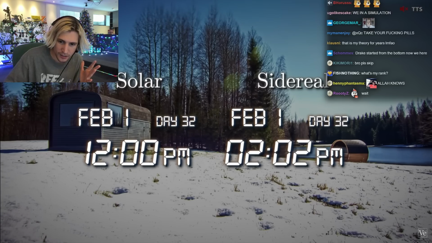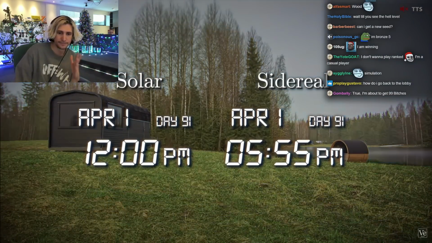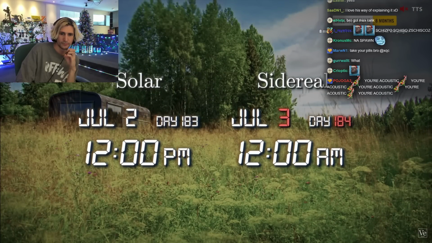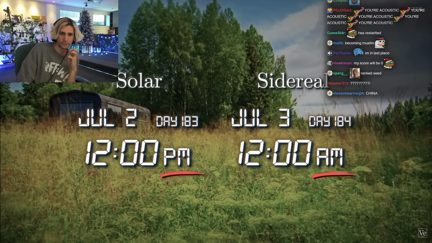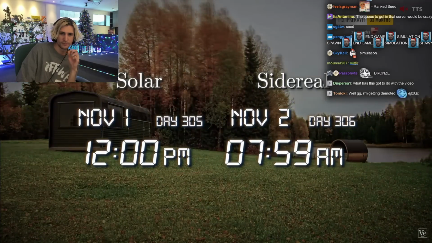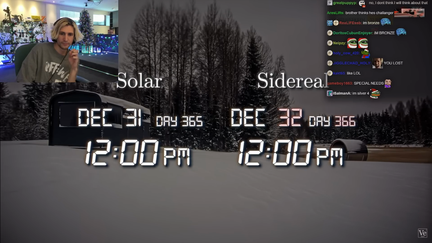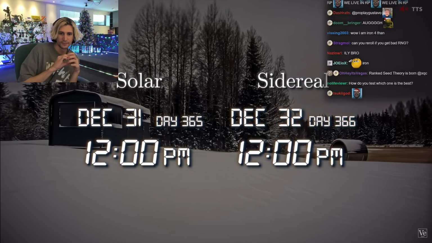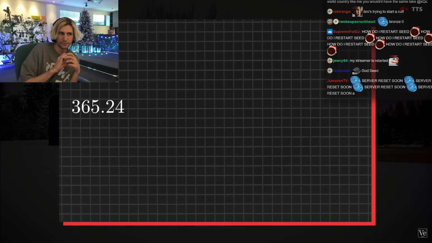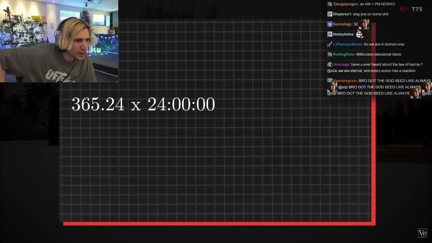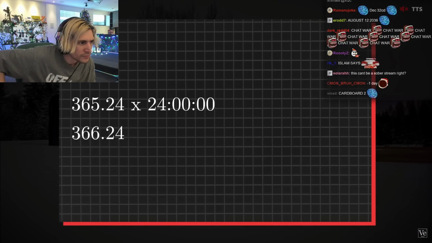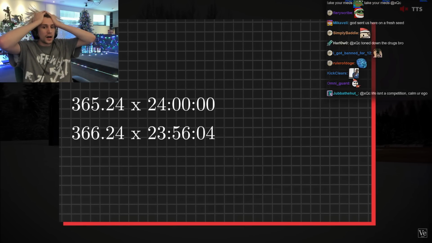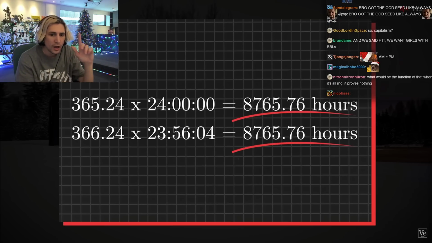Think about that. Fully diverged throughout the year. After 6 months, the sidereal day would be 12 hours ahead of the solar day, meaning that noon would be midnight, and it would keep moving up until it's finally 1 full day ahead of the solar day, at which point a new year and orbit begins. 365.24 days that are each 24 hours long are equal to 366.24 days that are each 23 hours, 56 minutes, and 4 seconds long.